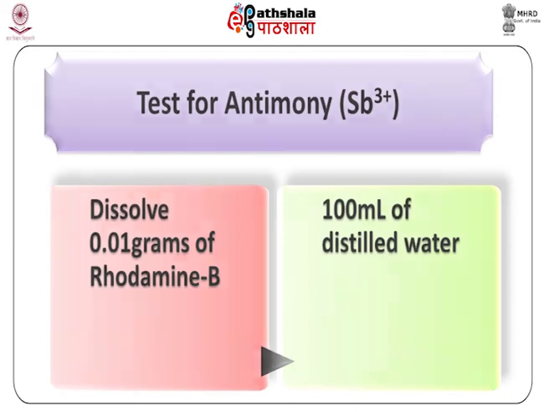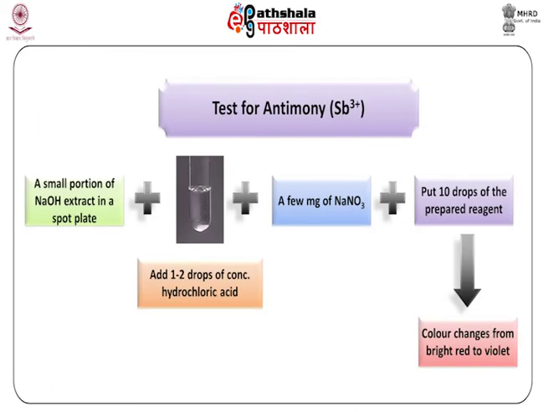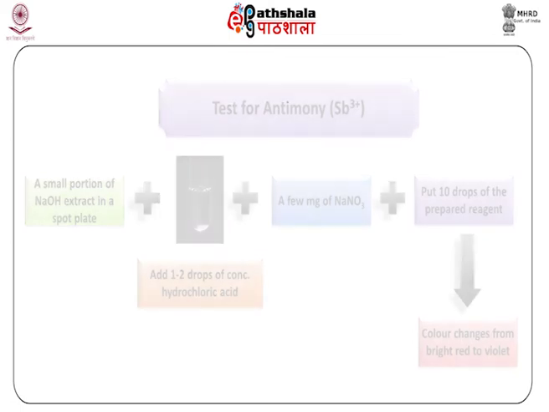of distilled water. Take a small portion of sodium hydroxide extract in a spot plate. Add 1 to 2 drops of concentrated hydrochloric acid and a few milligrams of sodium nitrate. Now put 10 drops of the prepared reagent and mix it. A change of color from bright red to violet indicates the presence of antimony.